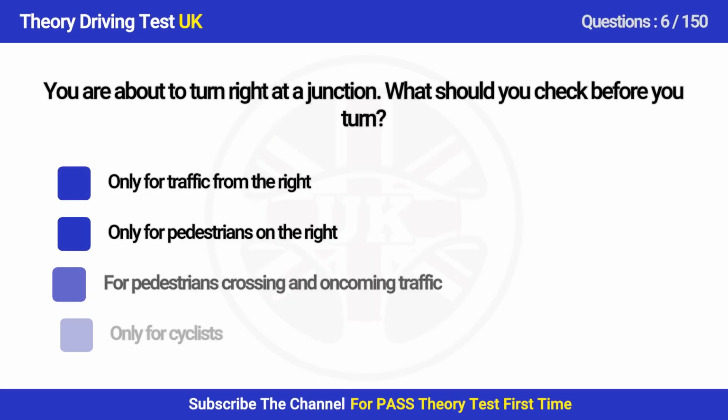Question 6. You are about to turn right at a junction. What should you check before you turn? A. Only for traffic from the right. B. Only for pedestrians on the right. C. For pedestrians crossing and oncoming traffic. D. Only for cyclists.